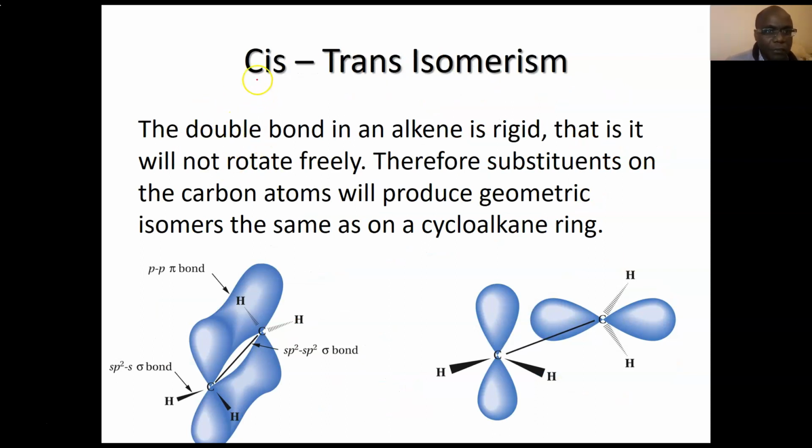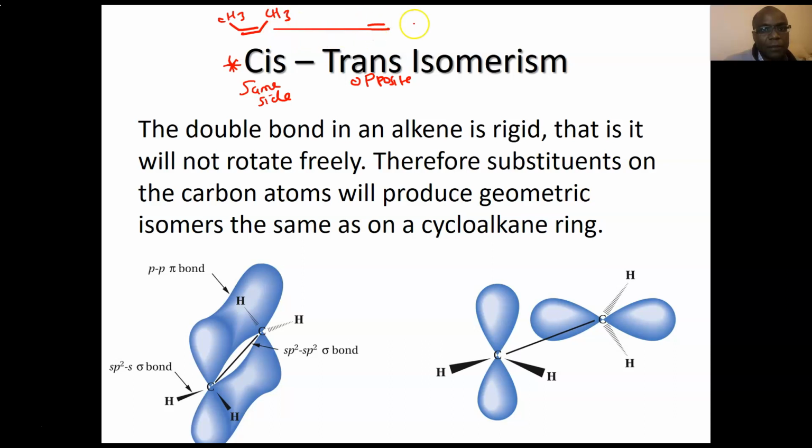You do have isomerism in alkenes. So one would look at what's bonded across. Cis means same side. If groups across the double bond are on the same side, that's cis. If groups across the double bond are opposite, that's called trans. For example, if I have methyls on the same side like this, that's cis.